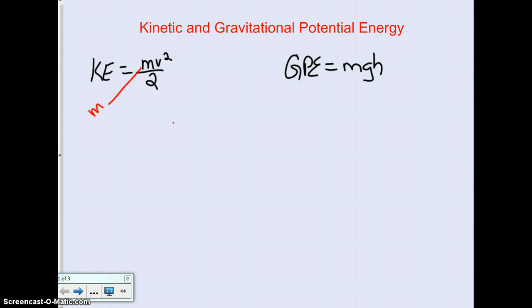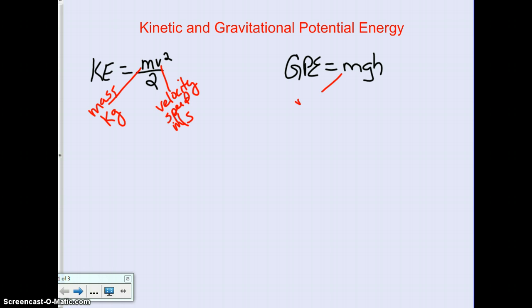This m references mass, and it must be measured in kilograms. The v would be velocity, frequently called speed in the context of a problem, and that's got to be in meters per second.